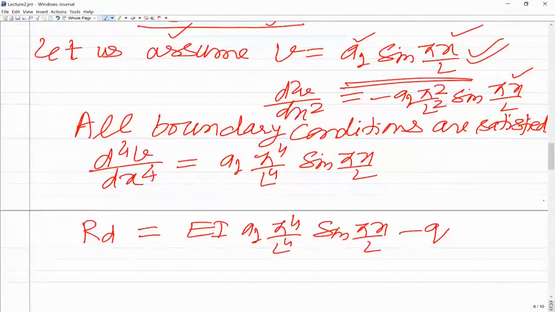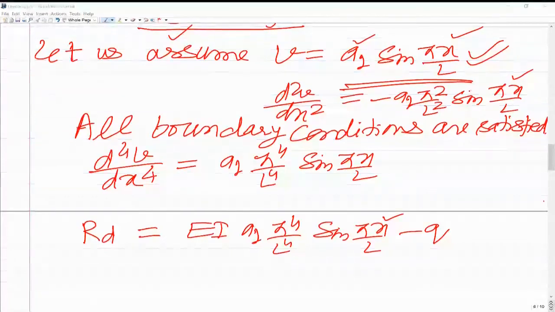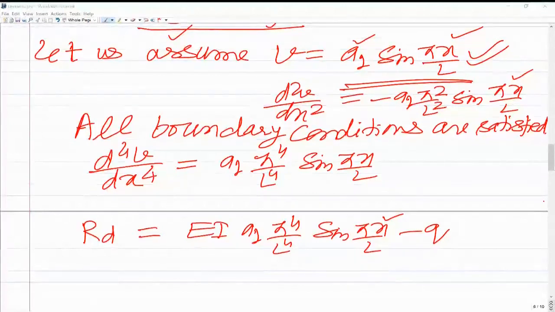Now you see in this case Rd is a function of x, so that is what you see here. So can you please tell me some of your ideas how we can find the constant a1 by minimizing this domain residual Rd? Yes, please. I expect some answers from your side.